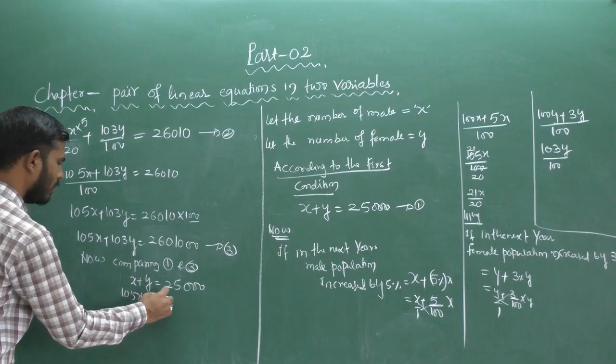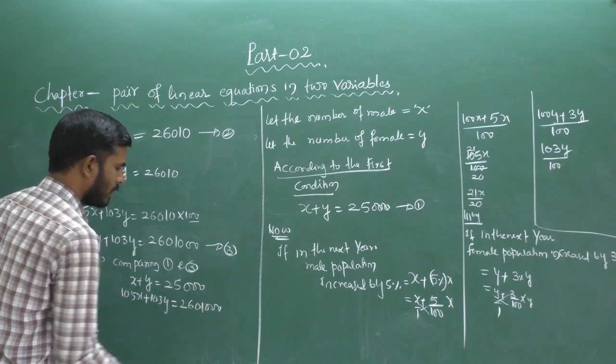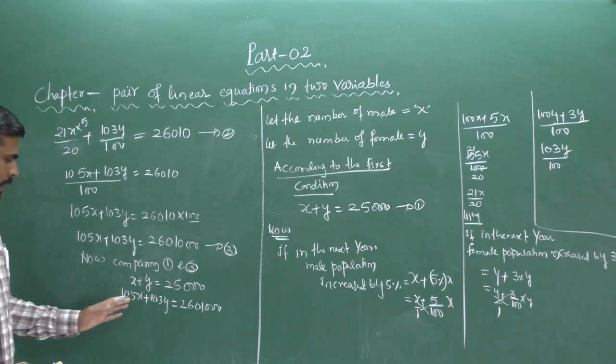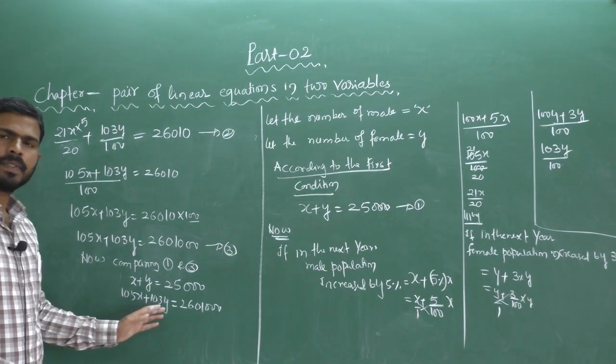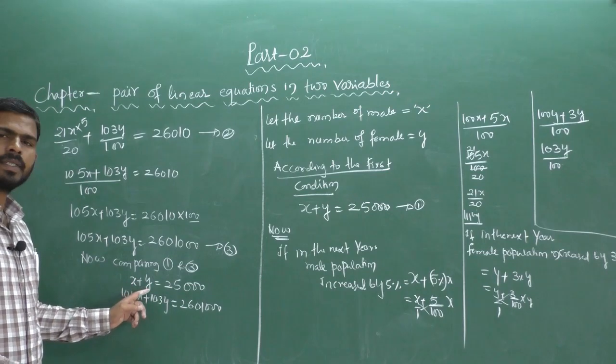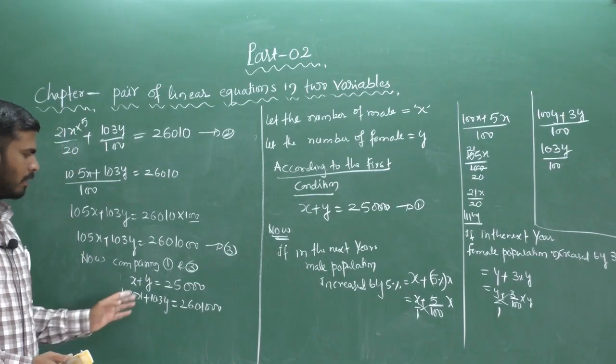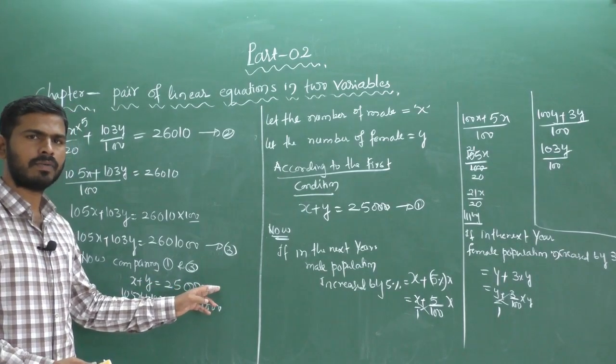Equation third is 105x plus 103y equal to 2601000. See here, the coefficient of x is 105, here coefficient of y is 103, here coefficient of x is 1, here coefficient of y is 1. Suppose you want to eliminate the x term, means you have to multiply this equation by 105.